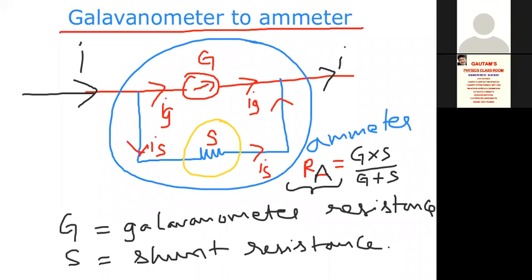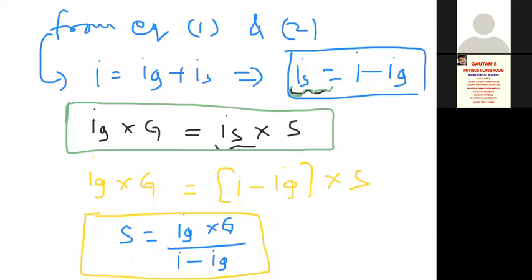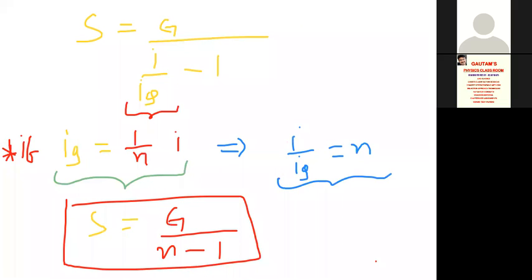After this, we took two equations for the galvanometer and shunt. Both are parallel, so from the parallel combination we can write Ig into G equal to Is into S, and also I equal to Ig plus Is. From those two expressions, finally I got the shunt resistance value S as G by I by Ig minus 1, or I can write S equal to G by n minus 1.